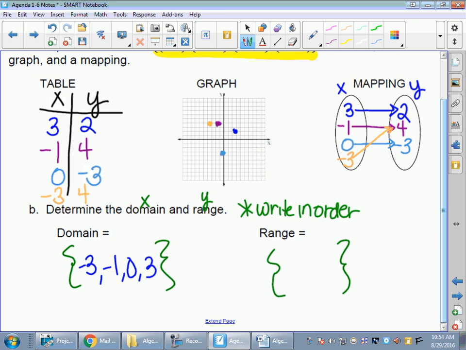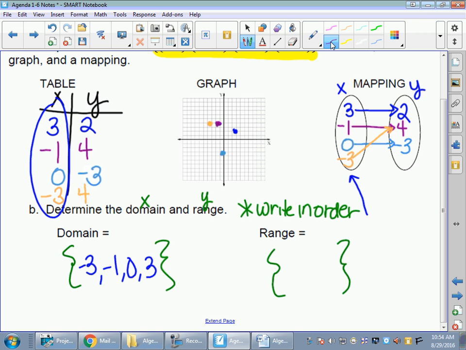I found those by looking right here. I thought that was the easiest place. Over here would be an easy place as well. When I go to write in my values of my range from smallest to largest, my smallest value, how many values do I have in the range?